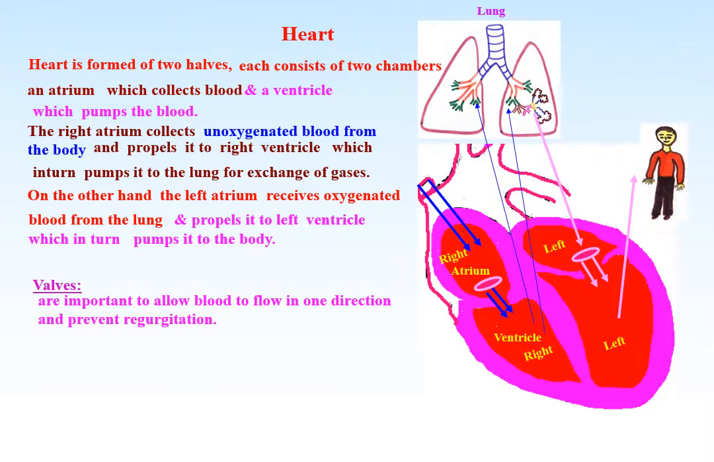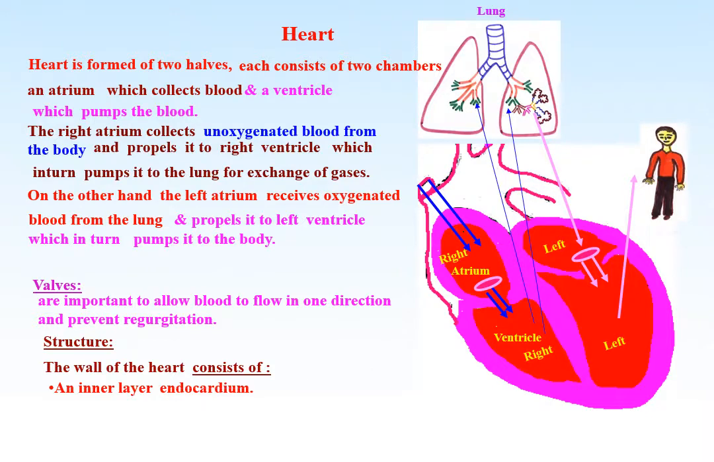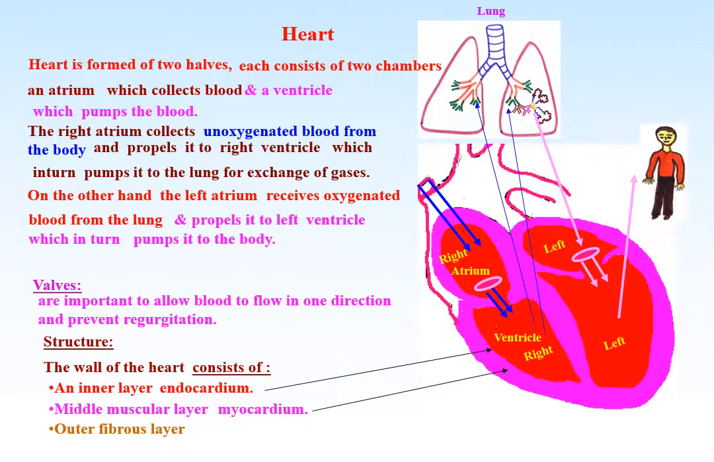Structure of the wall of the heart. The wall of the heart consists of an inner lining layer, endocardium, middle muscular layer, myocardium, and outer fibrous layer, epicardium.